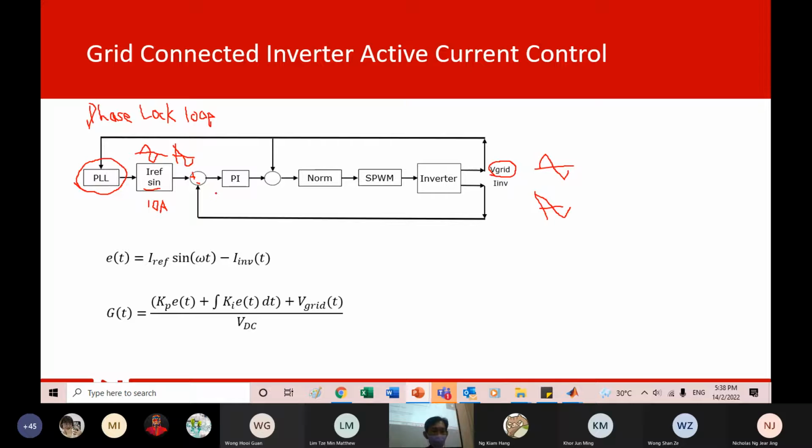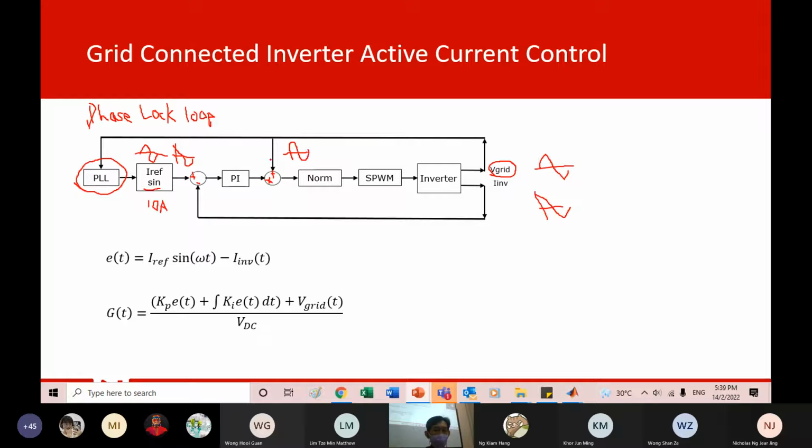Then of course this is the usual PI controller. The output of the PI controller here will need to be added with the grid voltage, so that the output of this will be the sine wave.